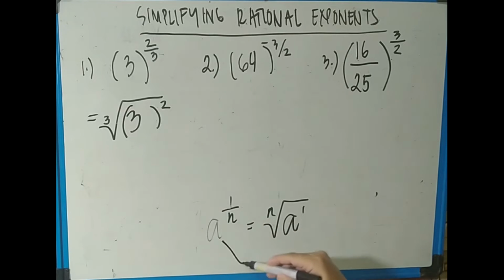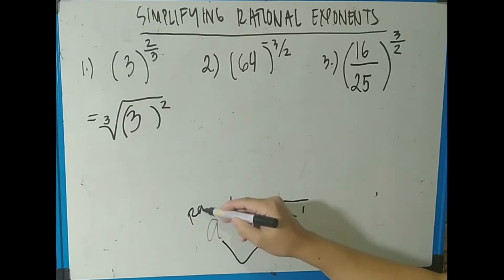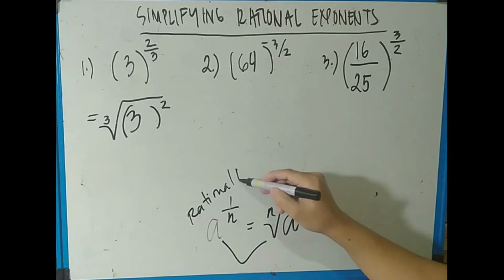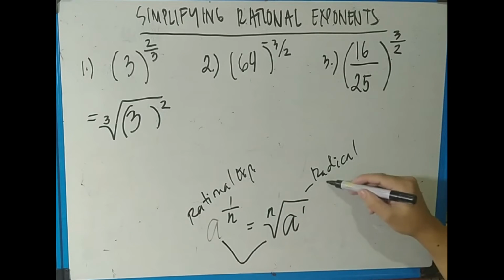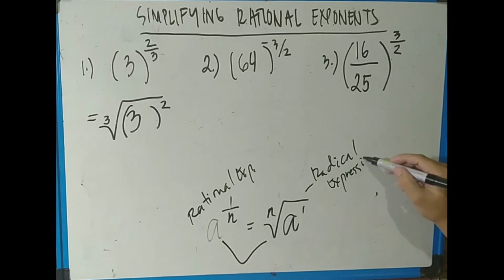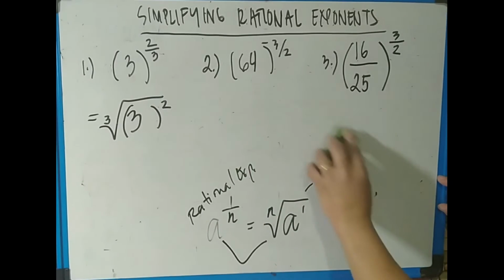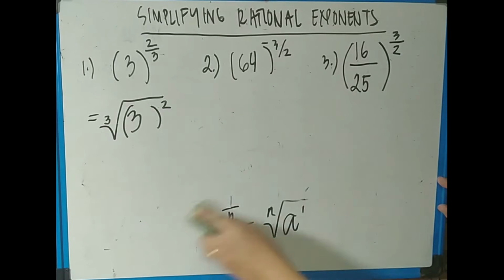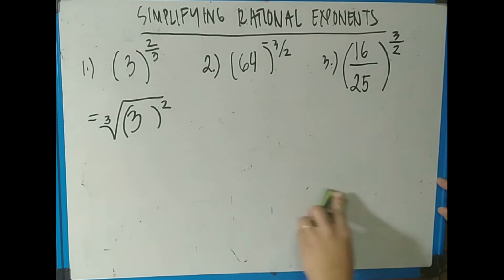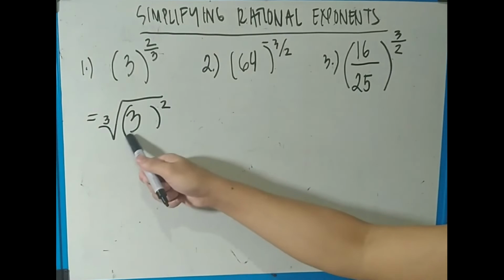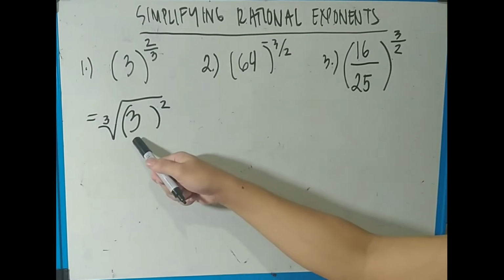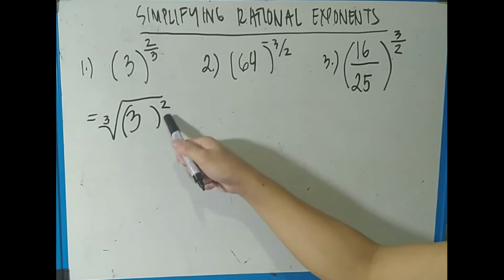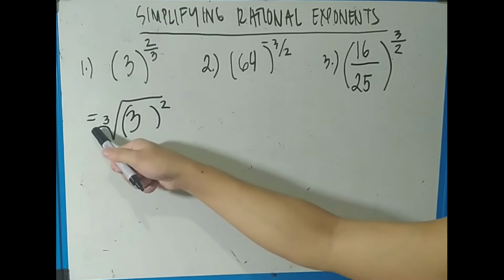So ito na po yung transformation niya. This is what we call rational expression, and this one is what we call radical expression. Okay, so dalawa po yan. Okay, to solve for that, you can have 2 options, guys. The first option is to take the root first before giving the exponent, or the second option is to get the exponent first or solve for the radicand before getting the root.